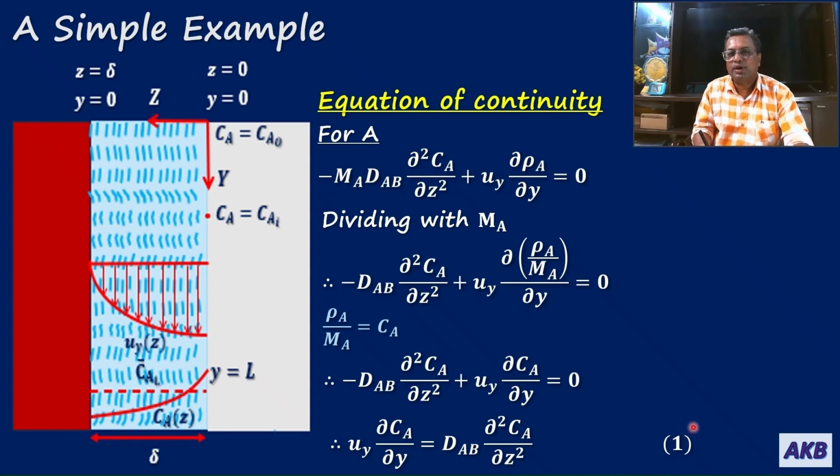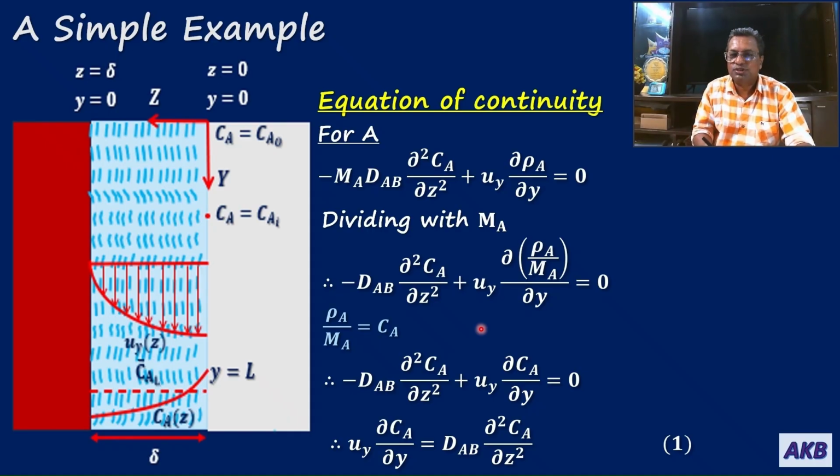So equation number 1 is the modified form of equation of continuity for E. And why it is modified? Because we have made many simplifying assumptions. So we are left with equation number 1: uy into ∂CA/∂y, that is equal to DAB into ∂²CA/∂z². I am calling this equation number 1. Let us move ahead. Now that completes our analysis for the equation of continuity for E.